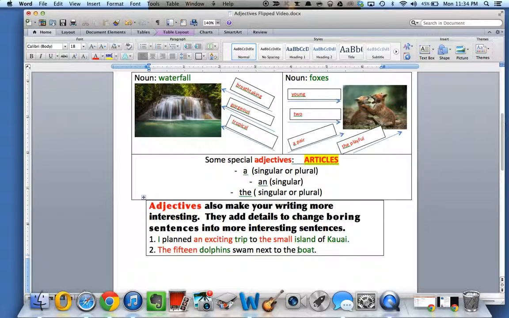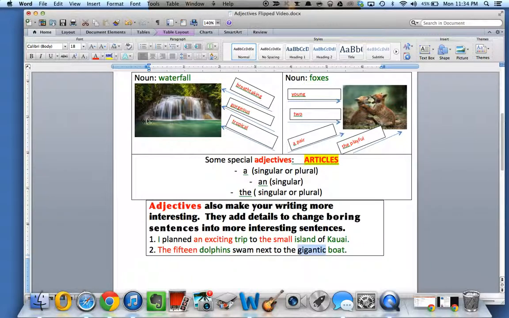And let's add something to boat. Let's make it more interesting. We already did a how many, so let's do a what kind. So what kind of boat? What kind of boat would you want to have? The 15 dolphins swam next to the large boat, the humongous boat, the gigantic boat. I like that one.